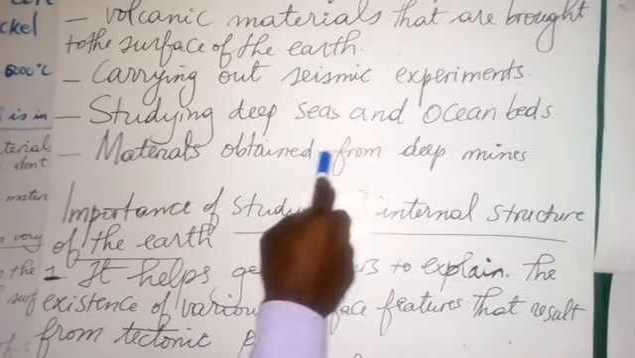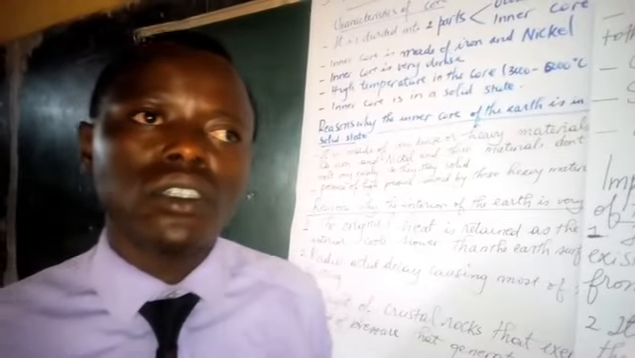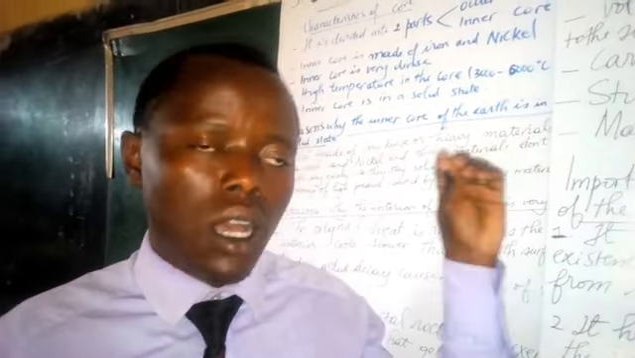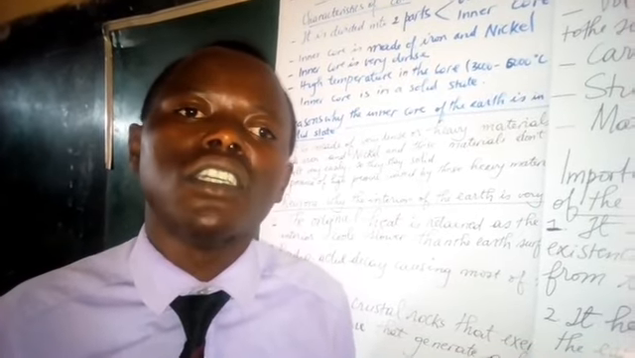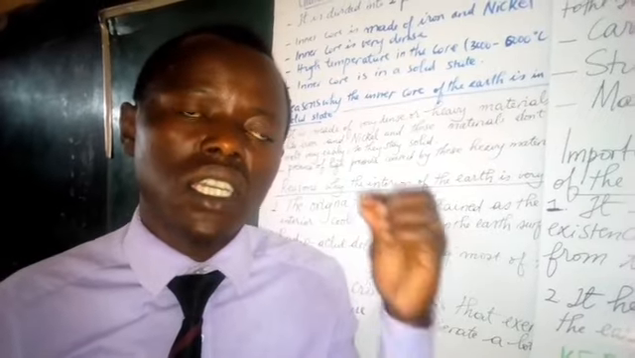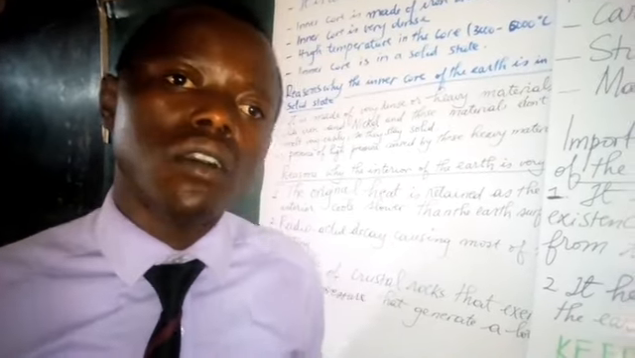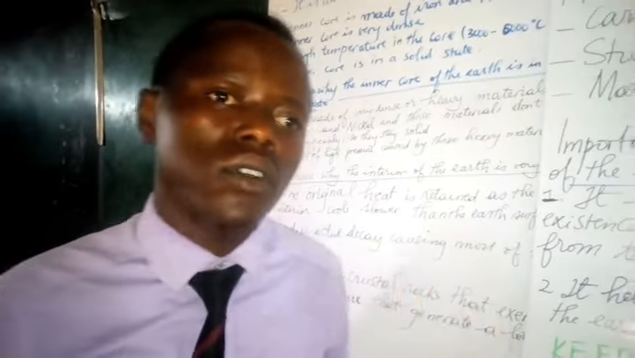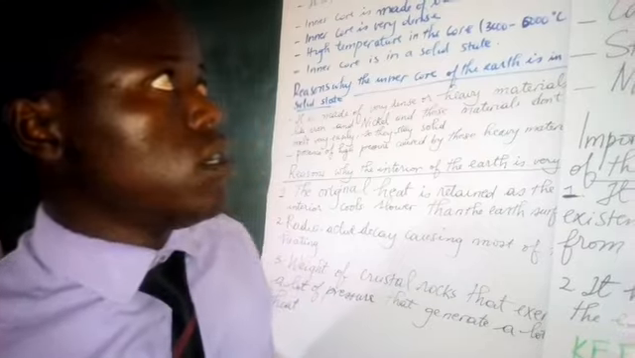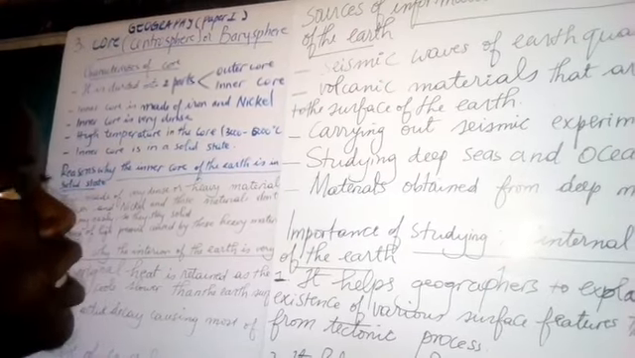Materials obtained from deep mining activities. The minerals that are extracted from deep ground can inform us what is going on inside of the earth. Therefore, we get information about the interior of the earth.